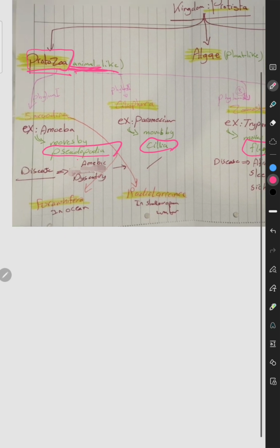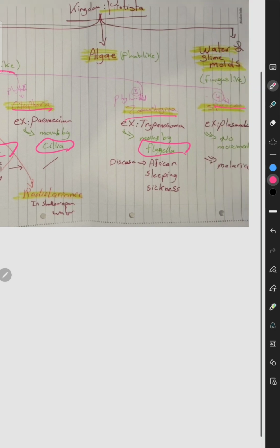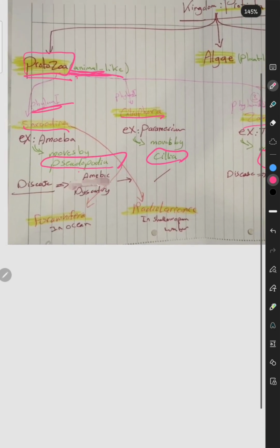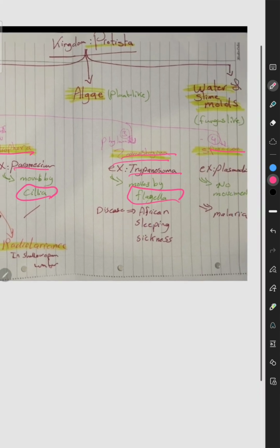And how many phyla does it have? It has four phyla: Sarcodina, Ciliophora, Zoomastigina, and Sporozoa. And we also have examples for these protozoa. For the phylum Sarcodina, we have amoeba. For the phylum Ciliophora, we have Paramecium, and for the phylum Zoomastigina, we have Trypanosoma, and for the phylum Sporozoa, we have Plasmodium.